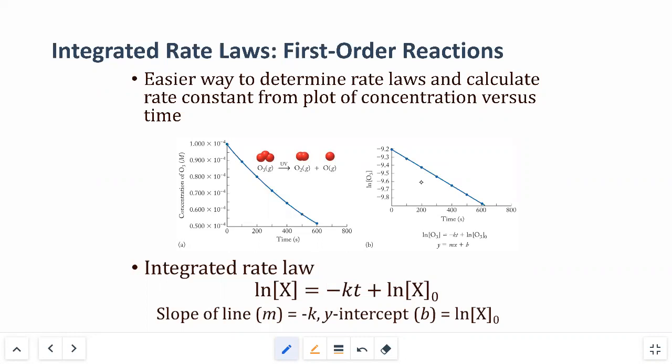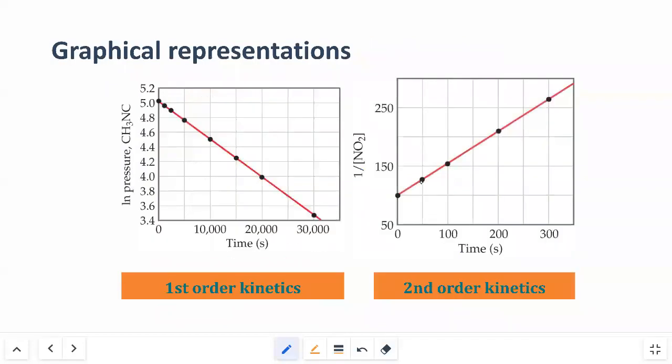And so here are some actual descriptions, actual pictures of some of these reactions going on. So here's the first order decomposition of ozone into oxygen and oxygen atoms. And here are some other graphical representations.